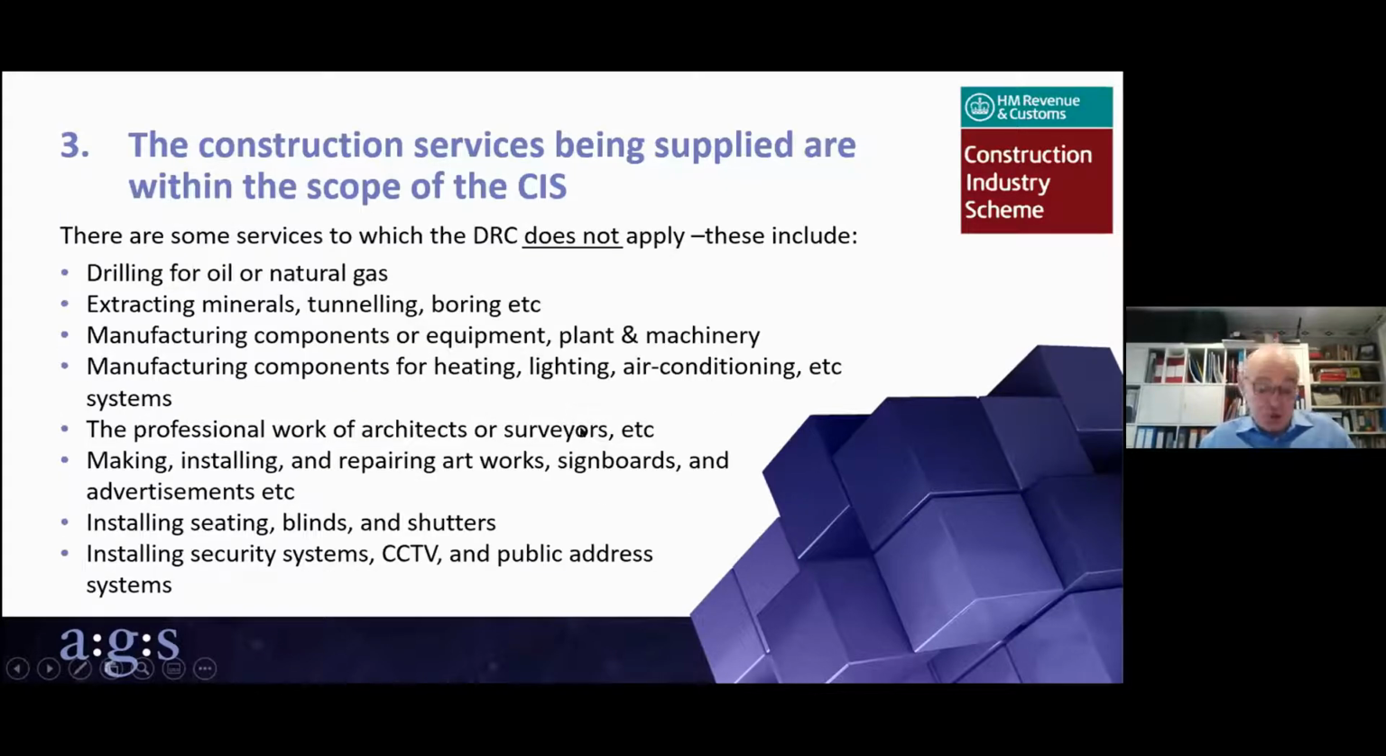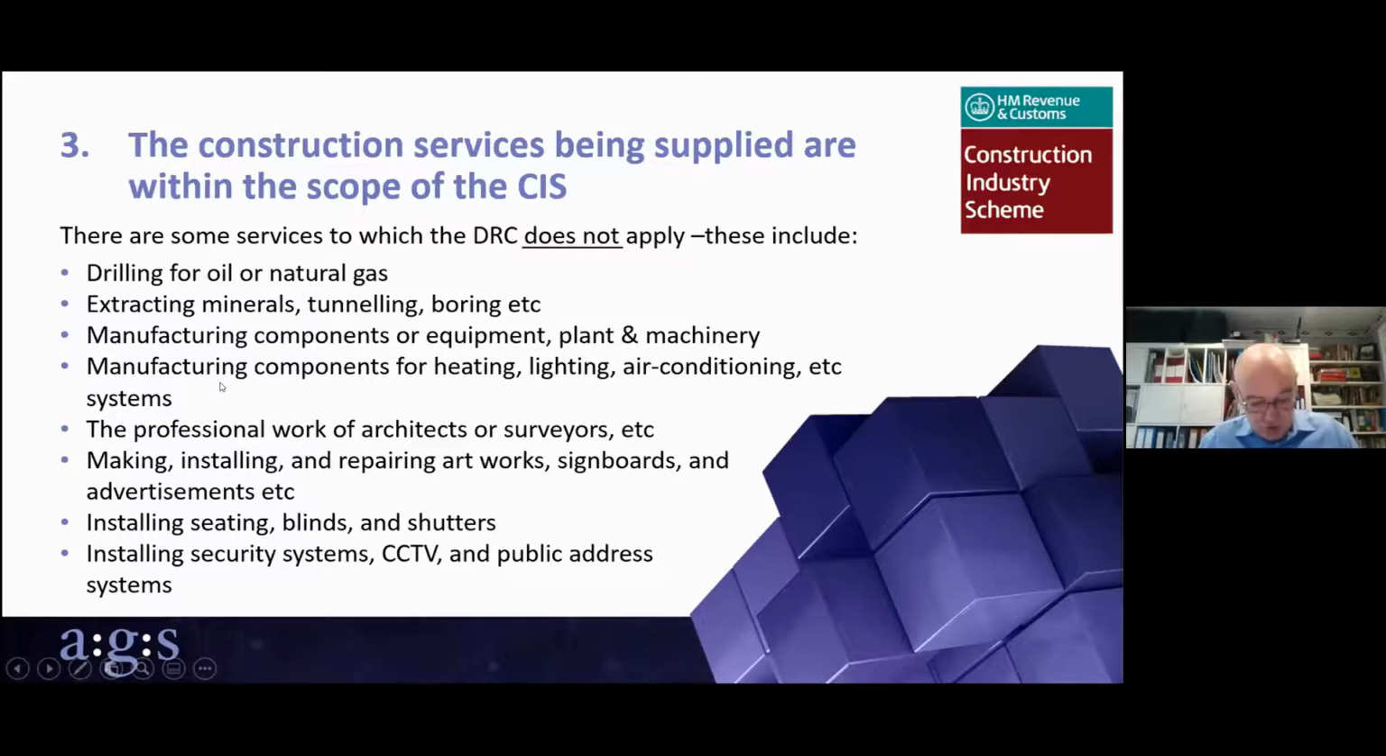It's sometimes as instructive to ask what services are not included, which ones aren't covered by CIS. And this is the list of those that's set out in the CIS guide. Some of them are obvious, like drilling for oil or natural gas or mineral extraction. Some are less obvious, and it highlights some areas that have caused some confusion, like the installation of CCTV or security systems, because the borderline can be a little bit blurry. But for this condition, that's the main part.